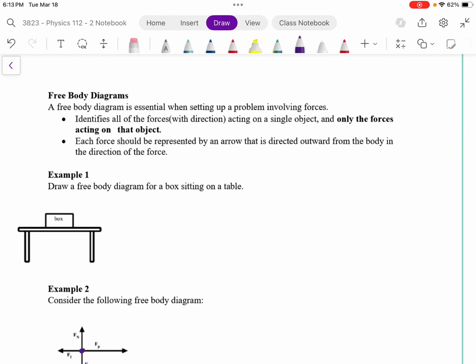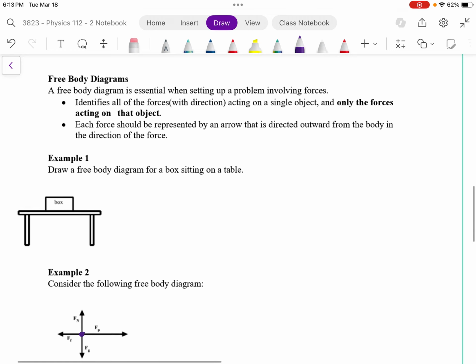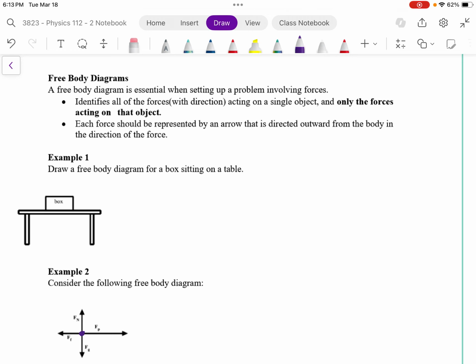And the way we do that is by using a free body diagram. So a free body diagram shows the size, the relative size, and the direction of each of the forces acting on an object. You don't need to be an artist to make free body diagrams. You can either draw them from a box or just from a circle, from a little point. So a free body diagram is essential when we're setting up problems involving forces.